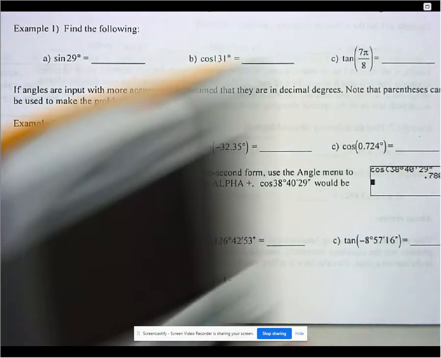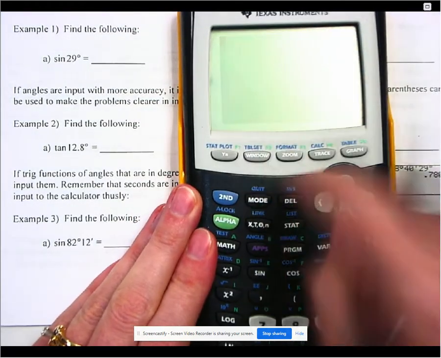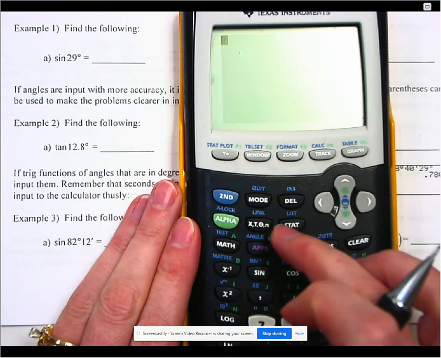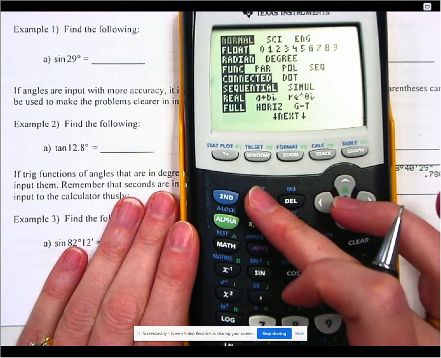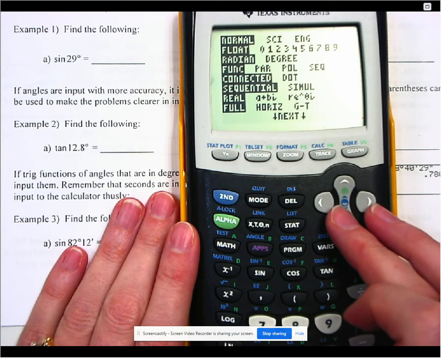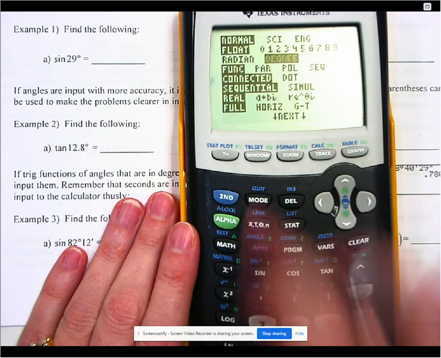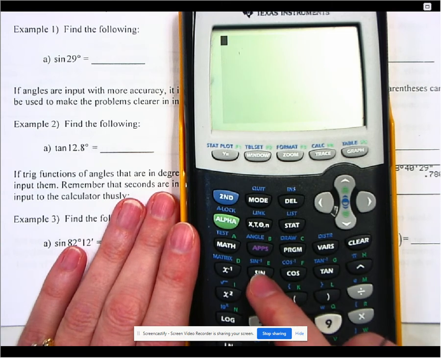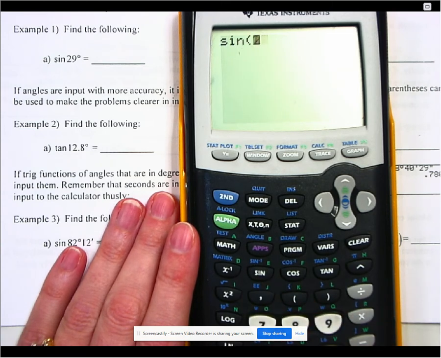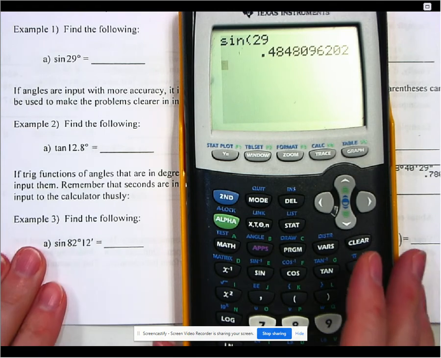Now, what is super important is that we are in the correct mode. So the mode that we want to be in for 29 degrees is degree mode. So what you do is just hit the mode button. The default mode is radian. So we're going to change this to degrees and then do second mode to quit. And then all we really have to do is do sine 29. We don't even have to close the parentheses, and that's it. And we're going to go ahead and round to 4 decimal places here.